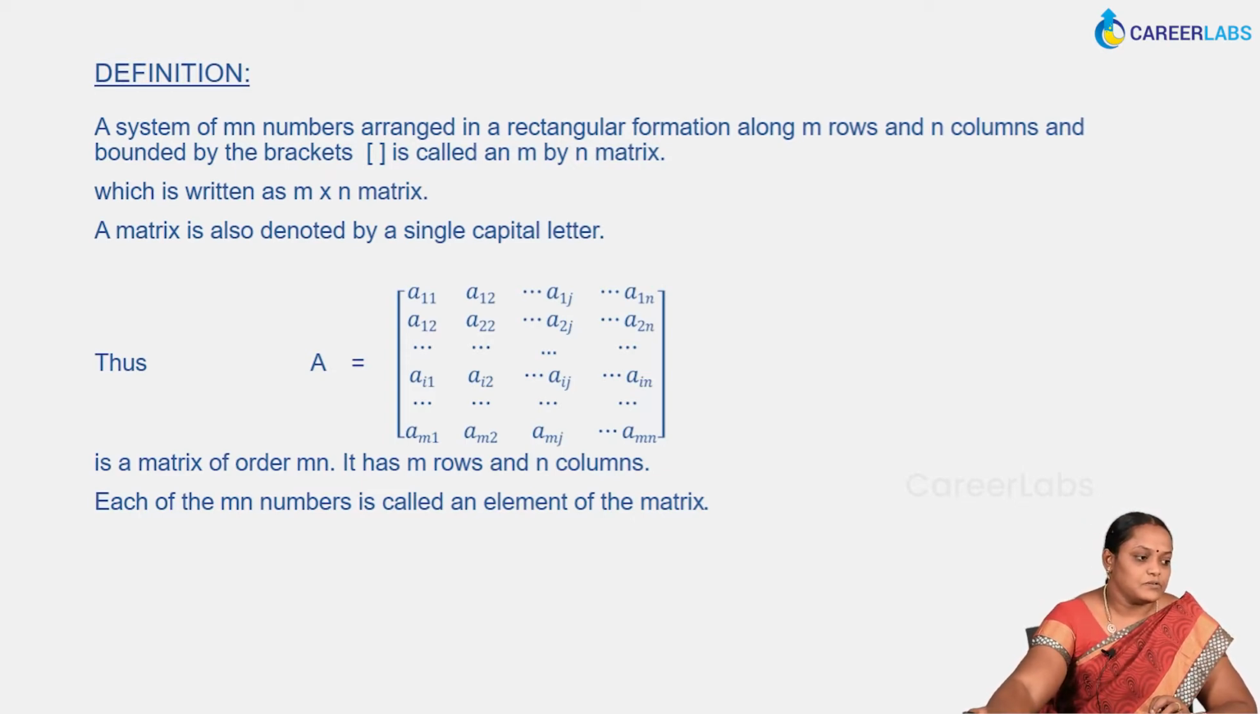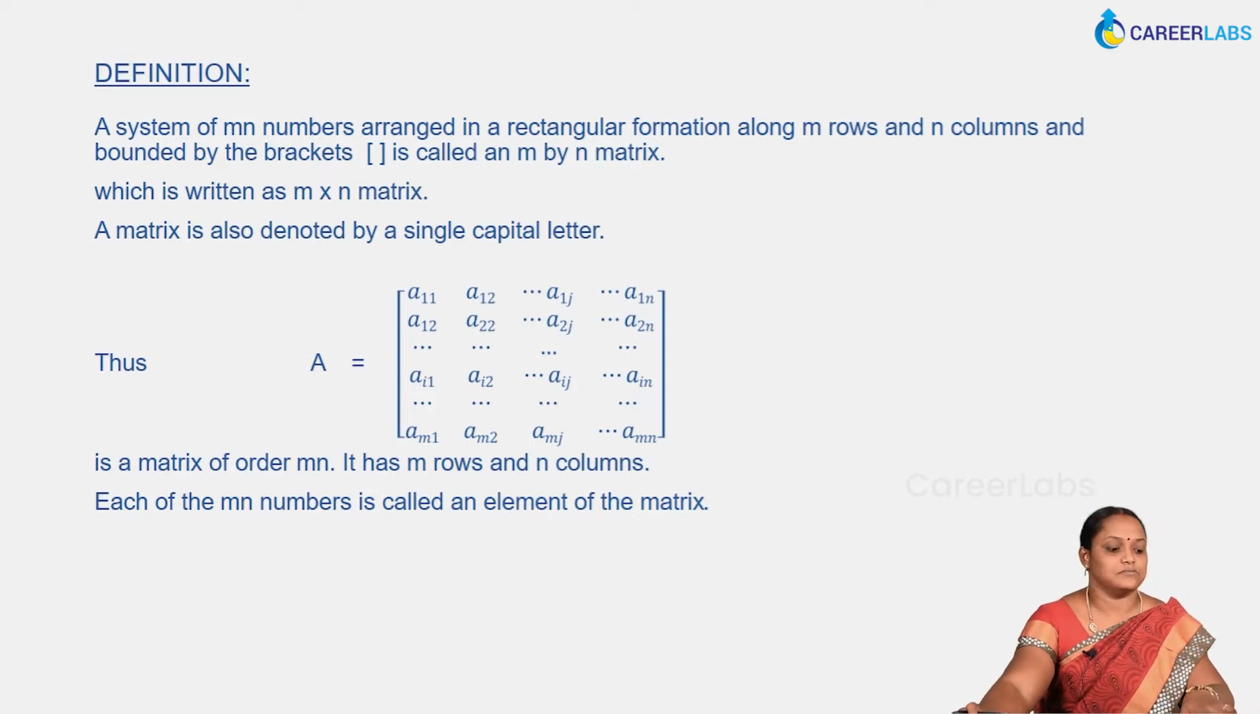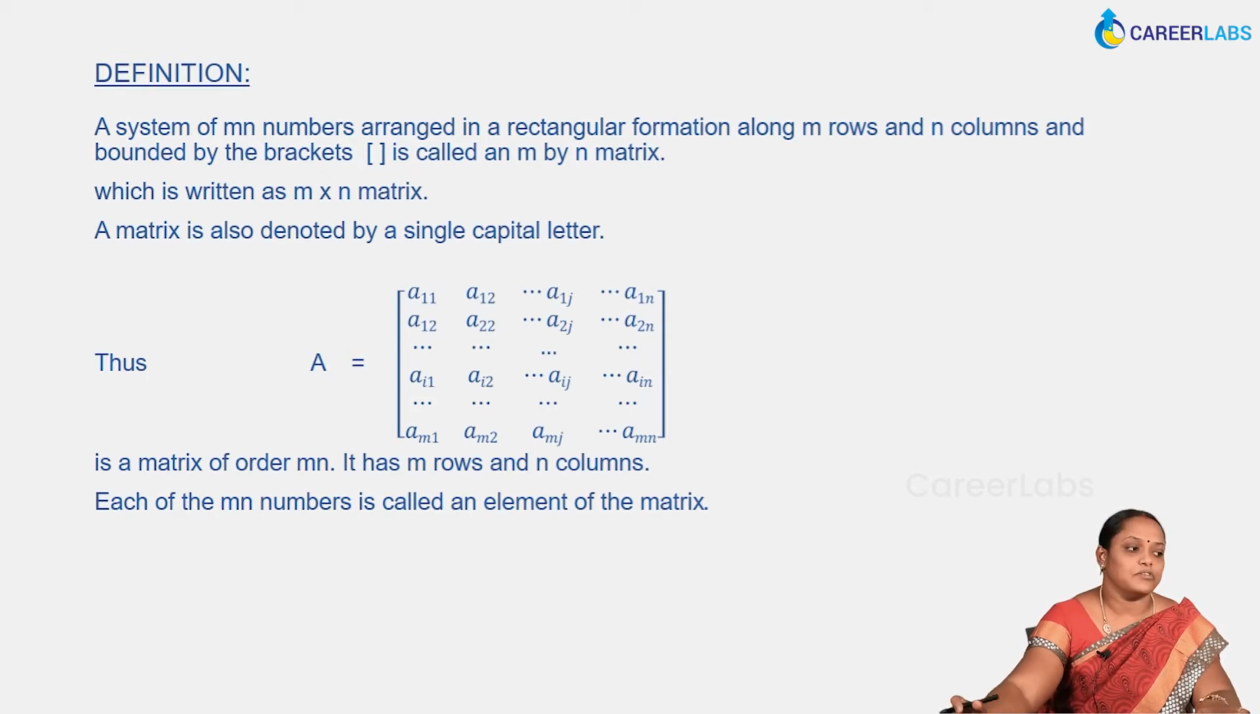The matrix will be arranged this way. The first element will be A11, that is first row, first column, and the second element will be A12, that is first row, second column, and finally first row, nth column. Similarly, when you come to the last row, AM1, that is mth row first column, mth row second column, and going on till mth row nth column. So this is a matrix of order m by n. The number of rows is m and the number of columns is n. Each of the mn numbers is called an element of the matrix.